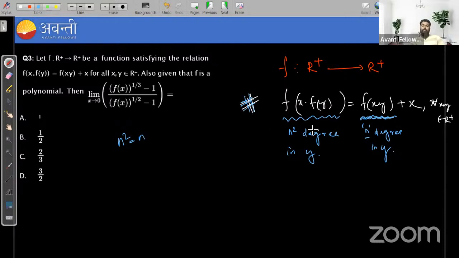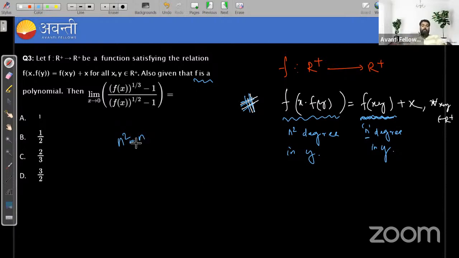It is given that f is a polynomial function. You can take f of y as y square, and you can take f of xy as x into y square. Then if you find f of x into f of y, the degree will be 4. Yes or no?